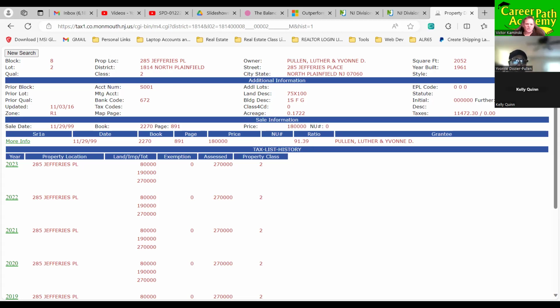Which I'm sure has changed since 1999. I would think so, over that long a time. So without the current tax ratio, I couldn't tell you what the property's worth. I need the current tax ratio, and then we could do some reverse engineering.